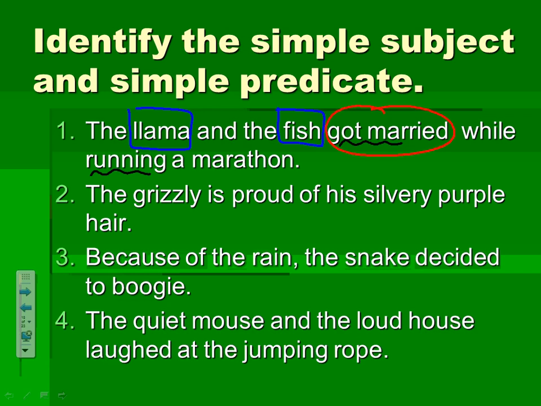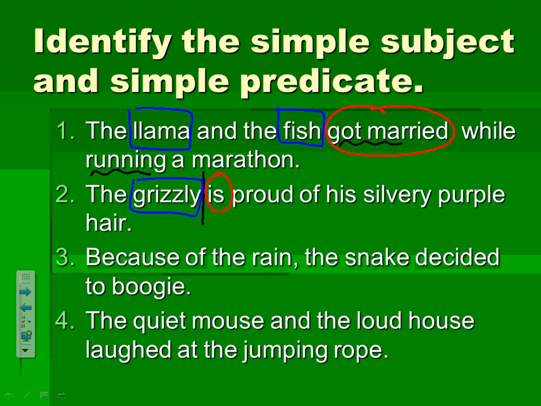Number 2, the grizzly is proud of his silvery purple hair. Well, I'm going to divide before the verb, and then let's look and see what we have. What is the grizzly doing? Well, he's not doing anything, but I'm describing him. I'm saying he's a state of being. And so my simple predicate is, that's a linking verb. Who is proud of his silvery purple hair? The grizzly. So grizzly is my simple subject, and is is my simple predicate.